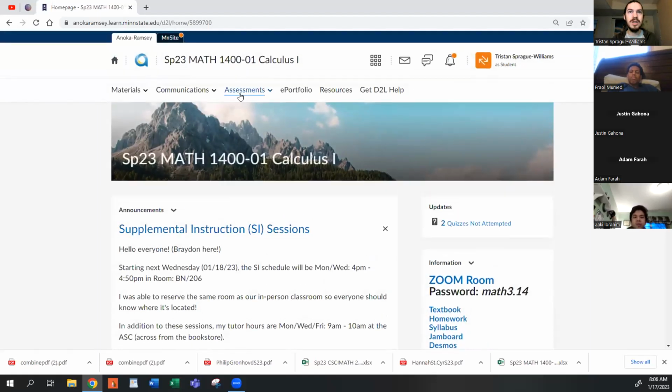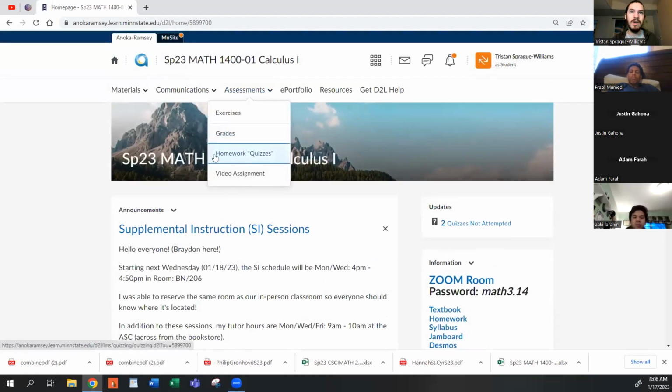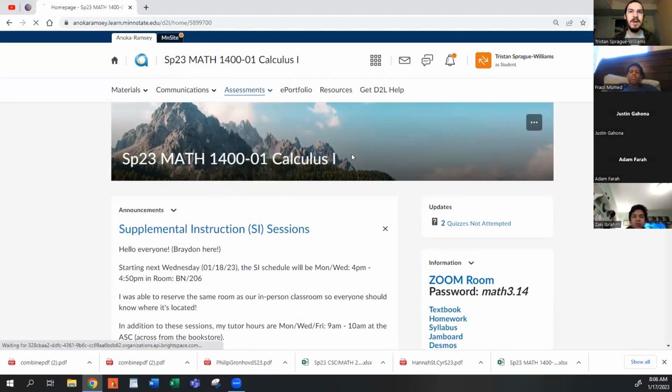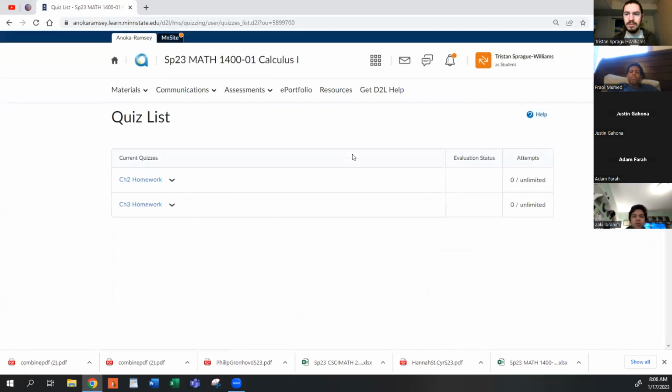I'm just going back to the home page here. Homework quizzes are another thing you can find on this assessments drop-down menu. A homework quiz is really not a quiz at all. That's why I put it in quotes. While we are using the quiz function here on D2L, it is actually just a mechanism for you to report your own homework completion grade and put it in the grade book yourself, instead of me having to do those things. So let's look at how you do that.